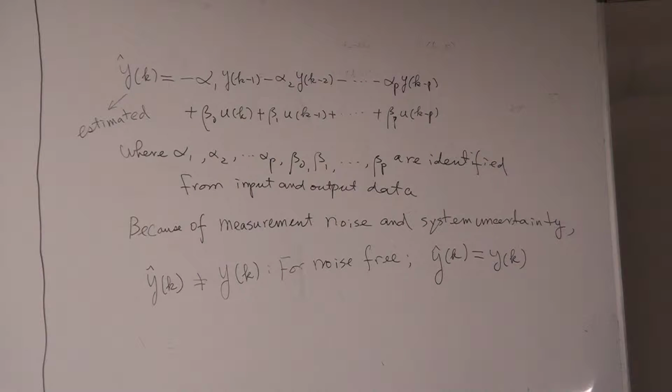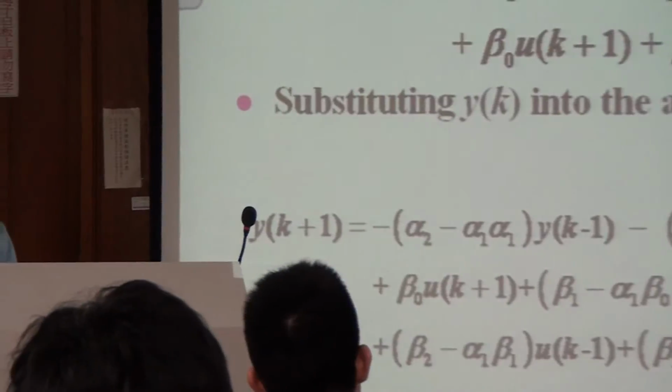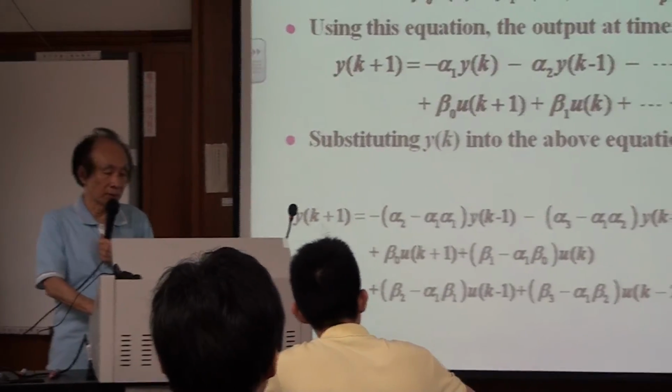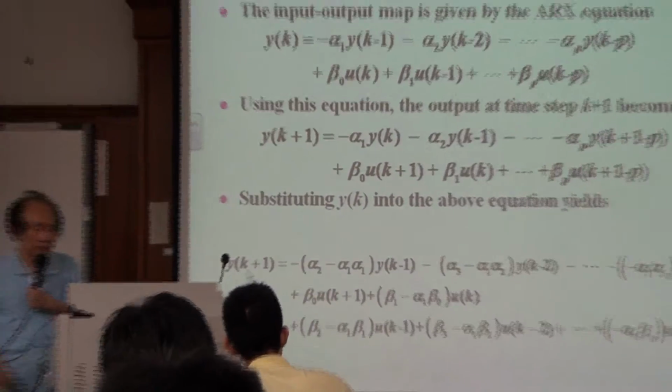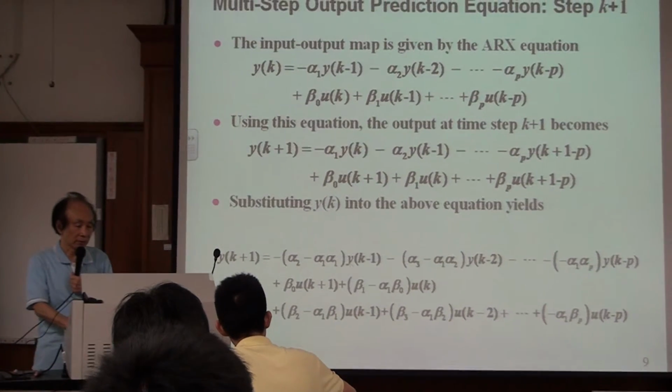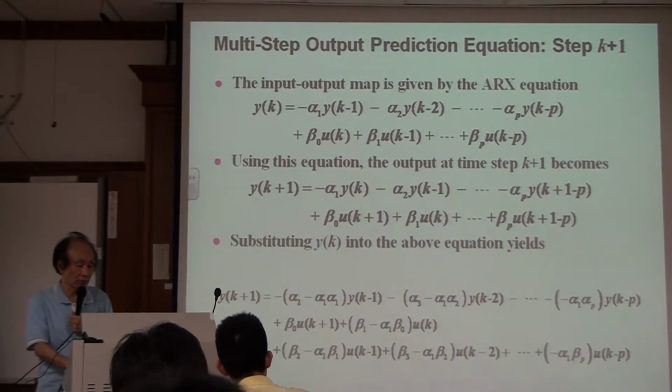Simply, if I want to predict yk plus 1 from yk minus 1, yk minus 2 to yk minus p, just keep this yk minus 1, yk minus 2, yk minus p the same as in this step, then I will be able to compute yk plus 1. That's the only reason. So this is the formulation.